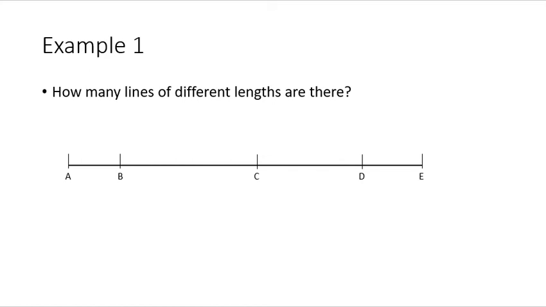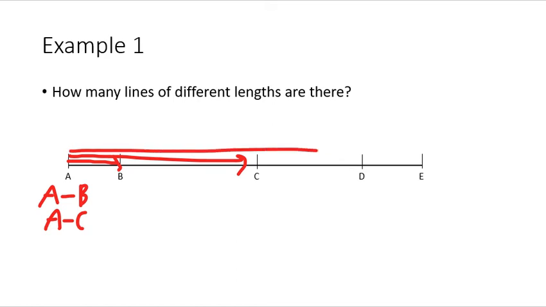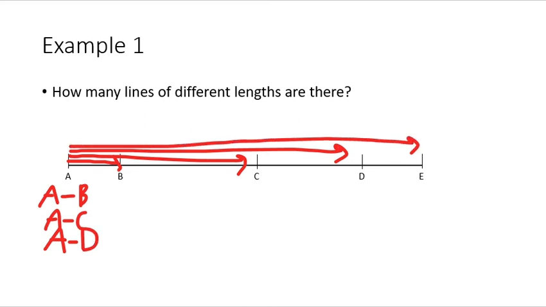How many lines of different lengths are there? So let's start off from A. So we have this line from A to B, from A to B. Then we have this line from A to C. Then we have this line from A to D. And then this last line all the way from A to E.